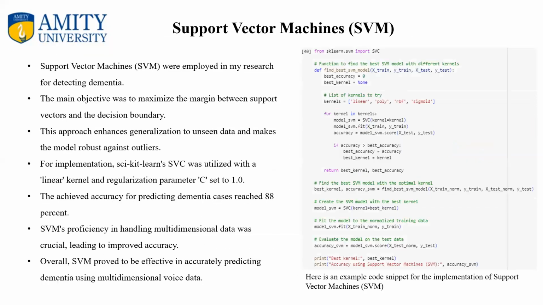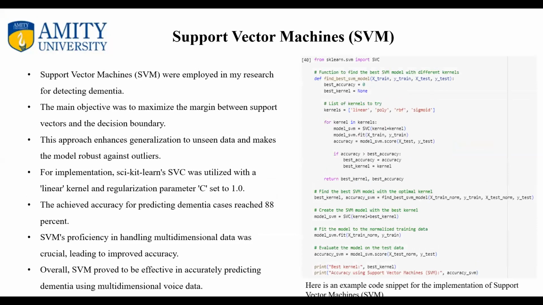Next is support vector machine. We employ support vector machine for precise dementia detection. SVM aims to maximize the margin between the support vectors and the decision boundary. This approach enhances the model's ability to handle unseen data and outliers effectively.